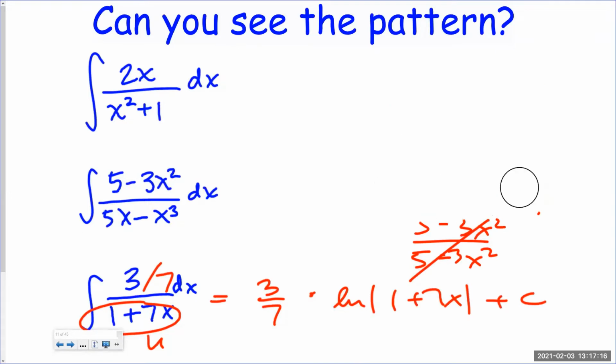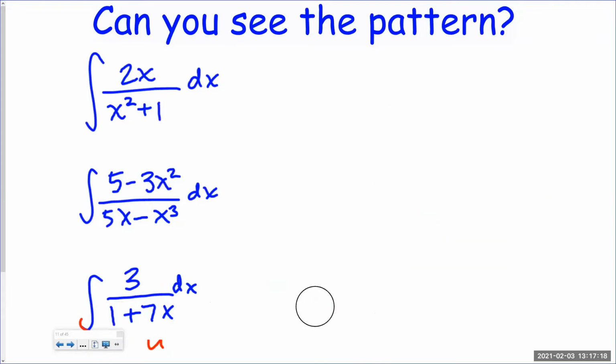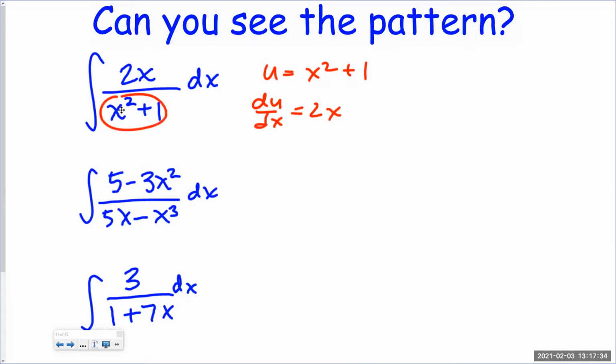Okay, let's do this first problem here. 2x over x squared plus 1. All right, I'm going to make my u the larger polynomial. So this is going to be u equals x squared plus 1. The derivative of this is 2x, right? So I'm going to make my u this right here. And if I solve for dx, I cross multiply, I'll have dx is equal to du over 2x, okay?